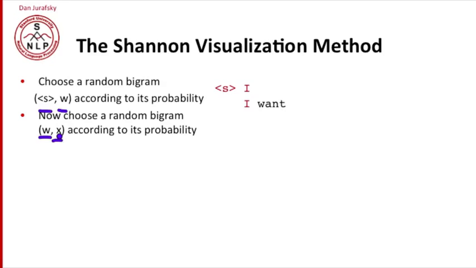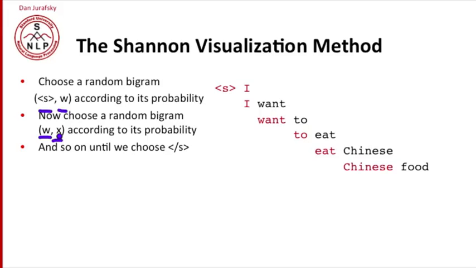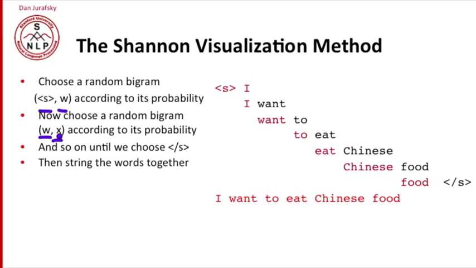So now we pick want, so now we've picked I want, and now we go on until we happen to choose the end of sentence. So I want to eat Chinese, Chinese food, food, end of sentence, there we go. Now we string these words together and we've generated a sentence. So the Shannon visualization method can show us a lot of things about the n-grams that we've built.